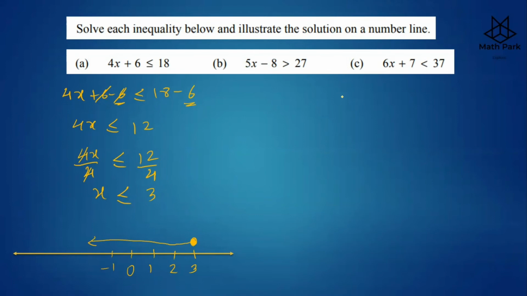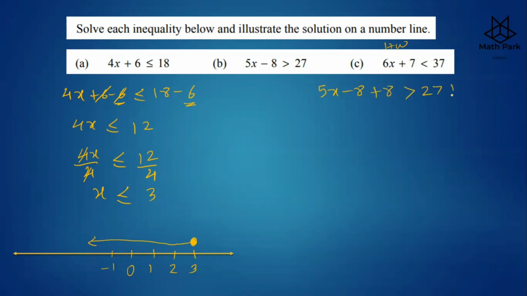Now one more we will solve. Let us solve this C part, and this B part you will be doing as homework. Okay, this you can do as homework and you can put it in the comment section. And this one I will do for you. So we have 5x minus 8 is there. So we will add 8 on both sides.